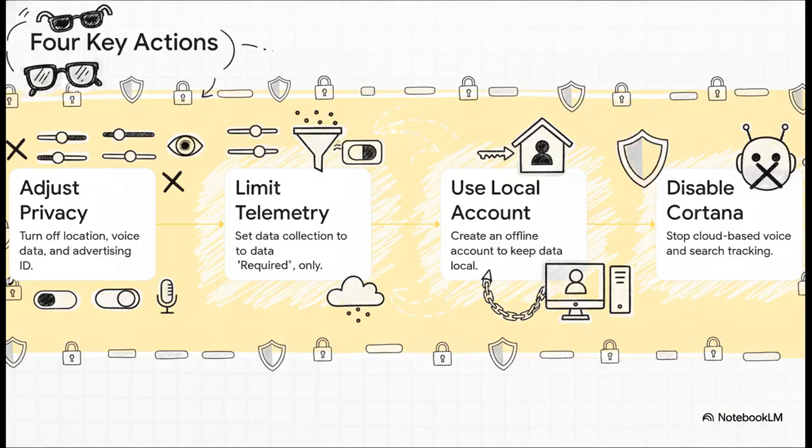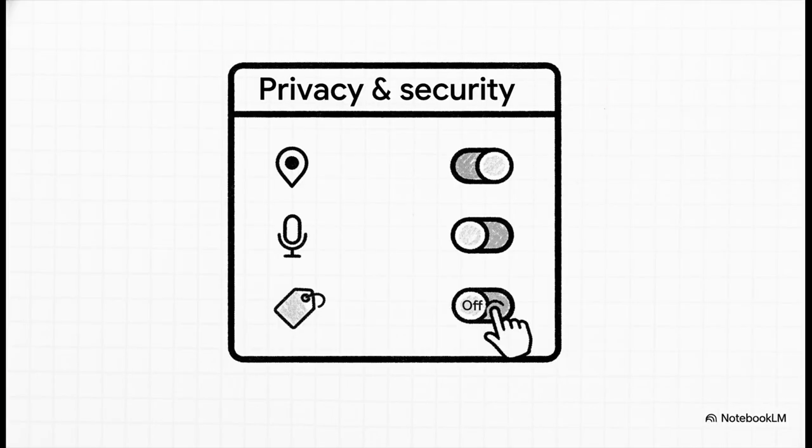We'll cover adjusting your main privacy settings, limiting that telemetry data we talked about, choosing to use a local account, and disabling Cortana. It's worth taking just a minute to go through these one by one. First up, and this is the most direct step, is to just go right into your main settings menu. Look for a section called Privacy and Security. Once you're in there, you'll find these simple on-off switches for things like location tracking, sending your voice data, and that advertising ID. Turning these off is a really great first move.